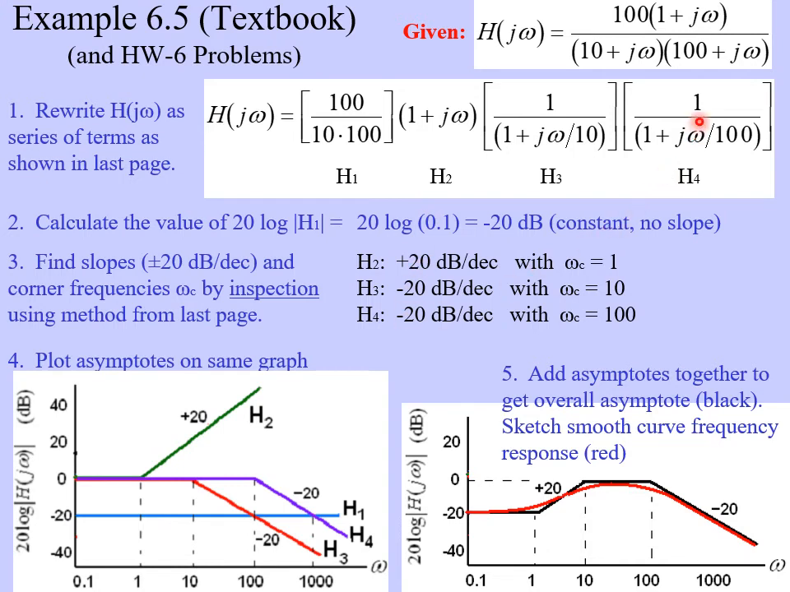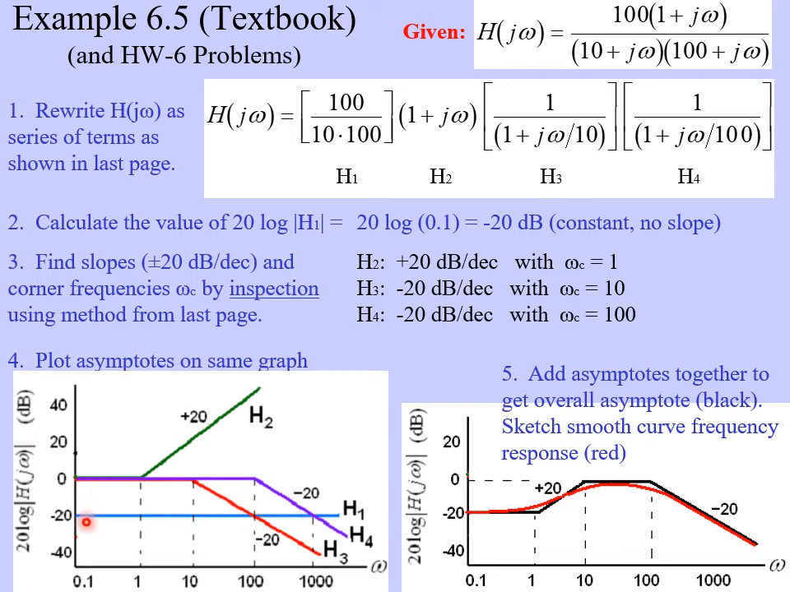The last one we have to do is this last term, H4. You can see by inspection, corner frequency is 100. And again, this term is just like this one. It has a slope of -20. So this time I start again at 0. I go all the way out here till I get to the corner, which is at 100. And then I drop down at -20 decibels per decade. That's H4 labeled right here. So now I have all my asymptotes plotted on the same graph. And the next step is I just have to add all these asymptotes together to get our final result, which is shown here in black. So how do I do this?